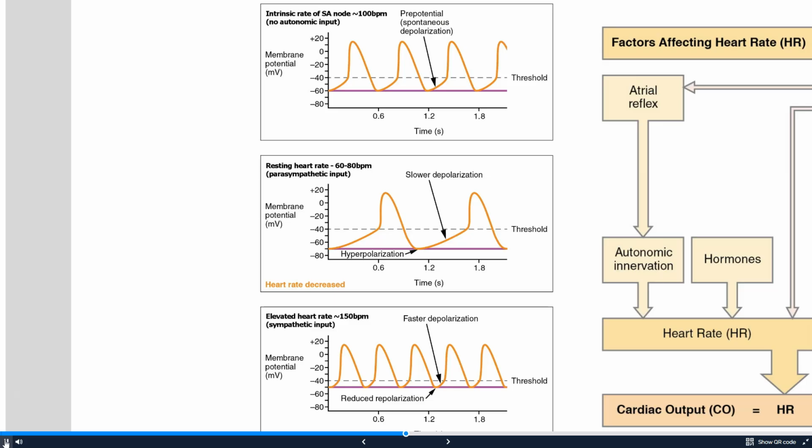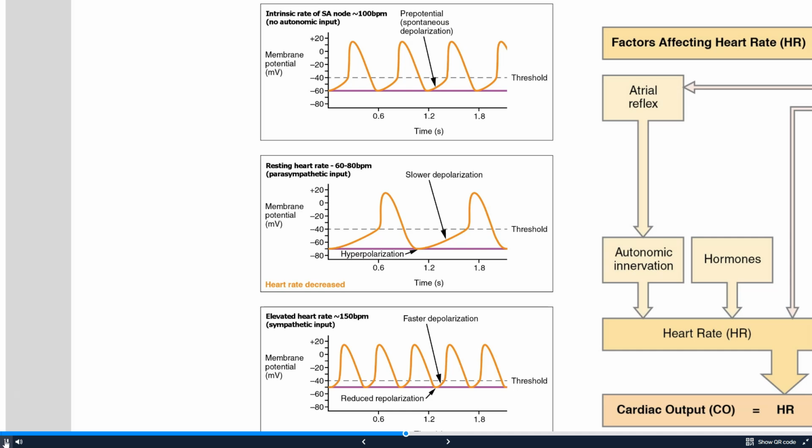Then the next frame again has been changed to represent a different rate, and this rate, based on the time frame that I've changed on the x-axis, would be between 60 and 80 beats per minute. I would have liked to have made it exactly 75 beats per minute, which is the resting heart rate that we usually talk about, but the way that it's drawn, it's not exactly 75, but it's in that range of 60 to 80 beats per minute. And that's what happens when the parasympathetic system has an effect. It hyperpolarizes the cell. So instead of the lowest point for the pacemaker potential being at about -60, it's lowered, closer to -70. So it takes longer for the cell to get up to threshold.